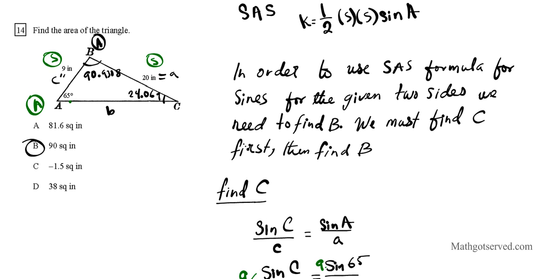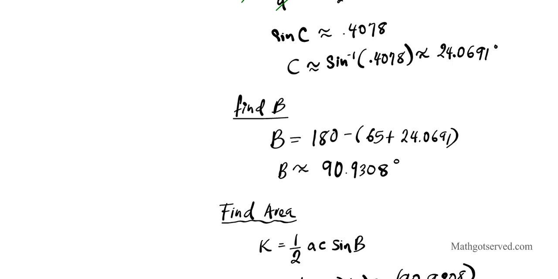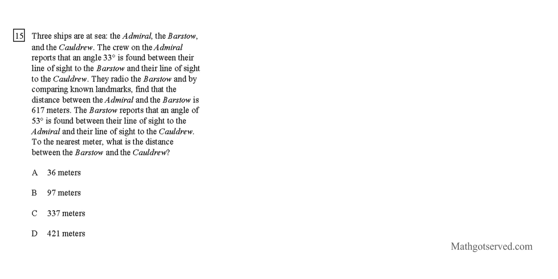Okay, let's go ahead and consider the next problem, question 15. Question 15, it says 3 ships are at sea, Admiral, Barstow, and Cauldron. Okay. The crew of Admiral reports that an angle of 33 degrees is found between the line of sight to Barstow and the line of sight to Cauldron. So it looks like we have 3 points here. Let's go ahead and draw 3 points. I cannot draw to scale, obviously. I'm going to let A represent Admiral, B represent Barstow, and C represent Cauldron.